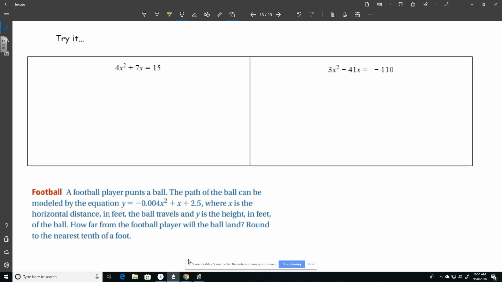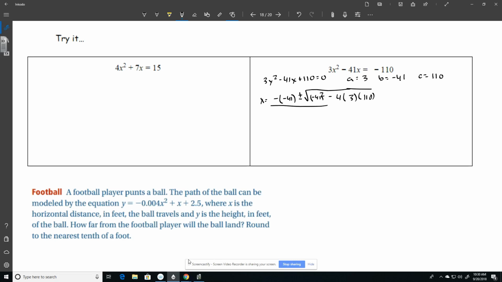All right, so the way we did this one, 3x squared minus 41x plus 110 equals 0. So A equals 3, B equals negative 41, and C is equal to a positive 110. So when you plug those in, X equals negative 41 plus or minus the square root of negative 41 squared minus 4 times A times C.